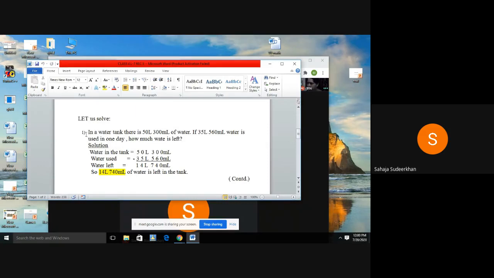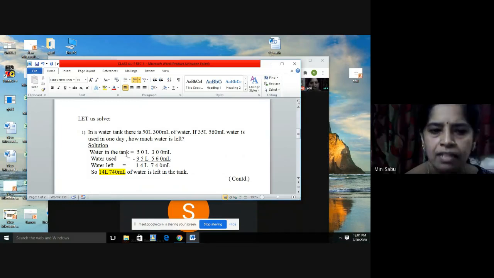So the first question for you: in a water tank there is 50 liter 300 ml of water. If 35 liter 560 ml of water is used in one day, how much water is left? This much is used. This much was there. So how much is left after use? So you can write the steps as you wish. The meaning should be correct. That's all.